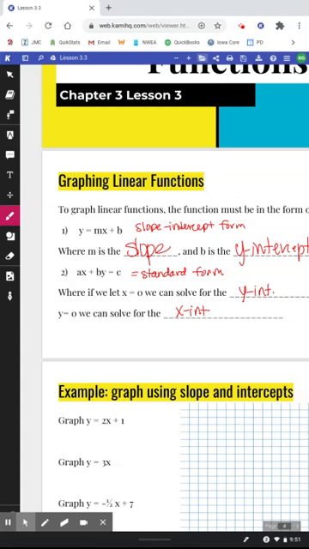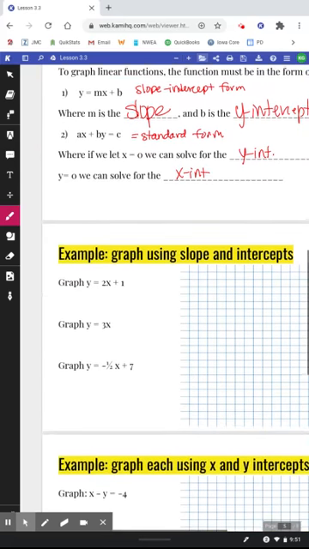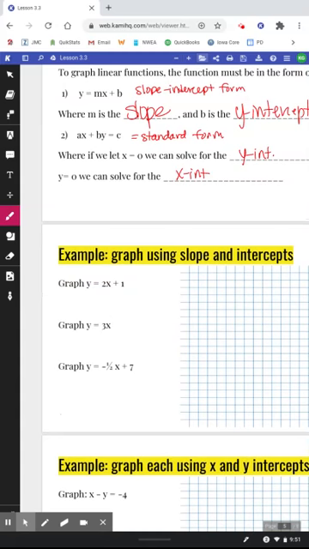So we're going to be working on graphing out of these two different forms. This first whole page is graphing out of slope-intercept form. When I'm looking at y equals 2x plus 1, I know that my slope, or my m, is 2. And since I'm doing slope, I want a fraction, so I'm going to do 2 over 1. And I know that my y-intercept, or my b, is positive 1.